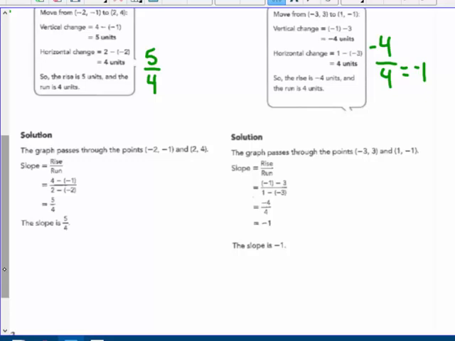Yes, the y values are the rise, and the x values are the run. So this is the y's being subtracted over the x's being subtracted, and I get 5/4. I counted the graph paper at first, but I could use this formula of my y values being subtracted over my x values being subtracted. So the slope of the first graph, letter A, is 5/4. The slope of letter B is -1.